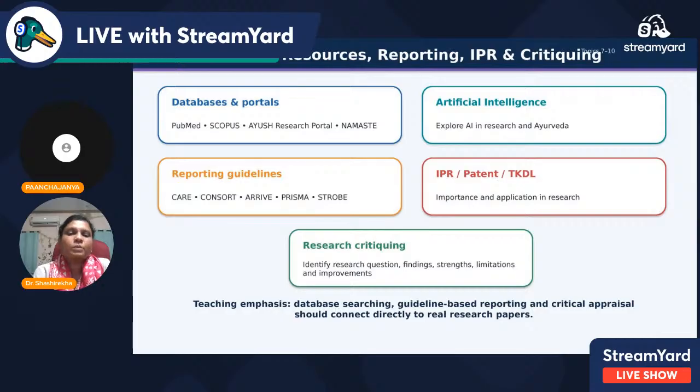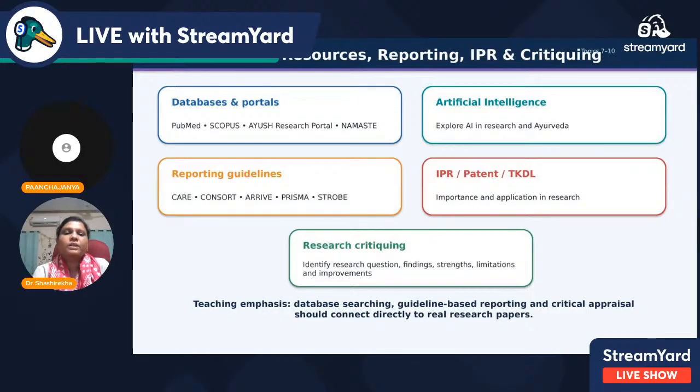Coming to the IPR, intellectual property rights: the patent and the TKDL. These are the areas where ethics are important. You can't just take other studies and claim them as your own. If you have invented something new, you can register, take the patent, and go with the study.